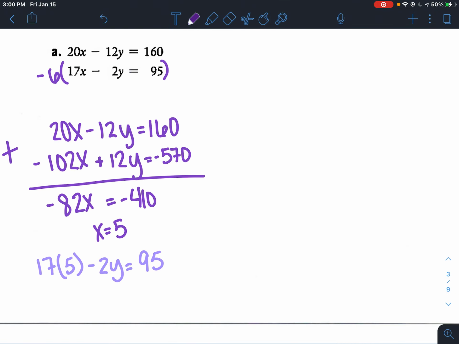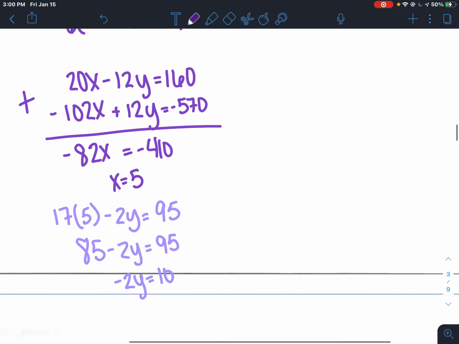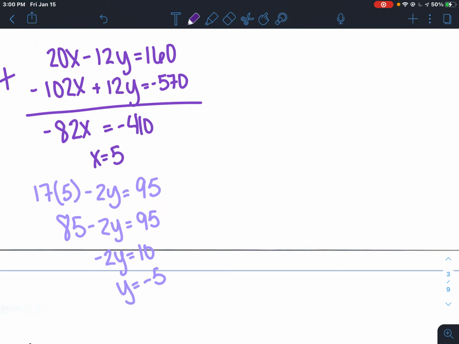17 times 5 minus 2y equals 95. Multiply, subtract 85 from both sides, divide by -2, and y equals -5. So my solution, where they intersect, the point that they have in common, is (5, -5). Okay, moving on to the next one.